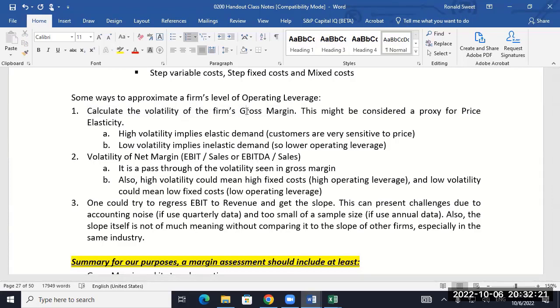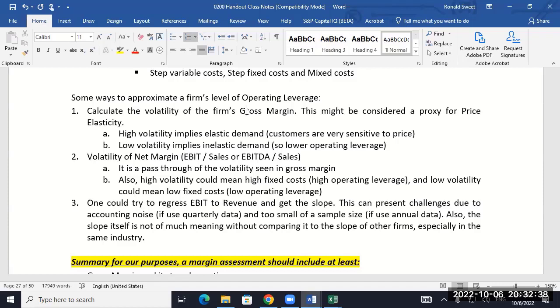Because when their cost of goods sold go up, they raise their prices and they don't lose any volume. They keep the same gross margin. So that's good. Inelastic demand, like a cigarette, Philip Morris. Taxes go up on cigarettes, they just charge more.